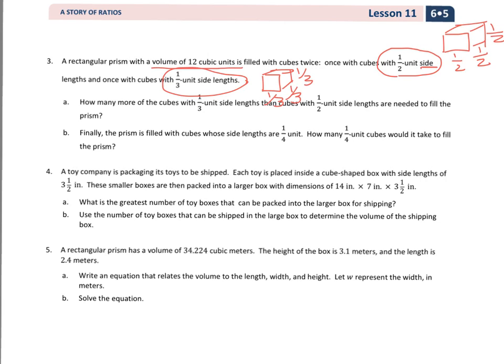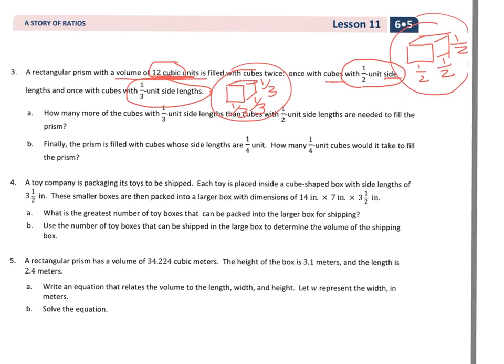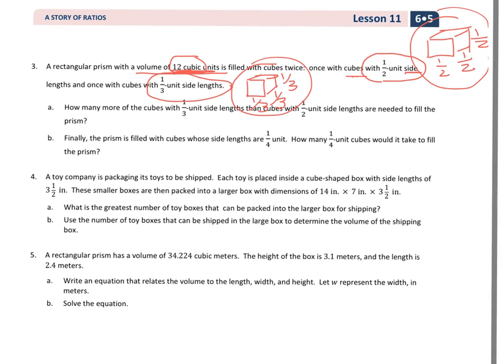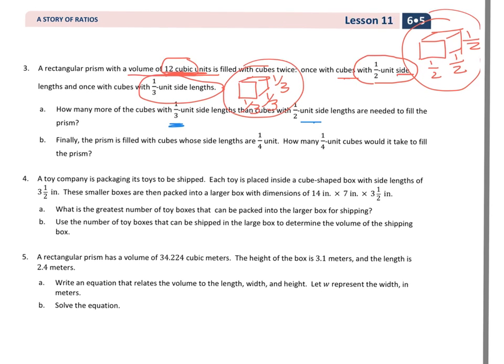If I am talking about this rectangular prism, it's going to have 12 cubic units, meaning they already found the volume. So the first thing we want to do is find the volume of a cube that measures like this, and a volume of a cube that measures like this, and then we can figure out how many of those are going to fit inside of this. That's going to help us out here, because if we look at A, it says how many more of the cubes with 1/3 side lengths than cubes with 1/2 side lengths are needed to fill the prism. So we have to find the volume of both of those.